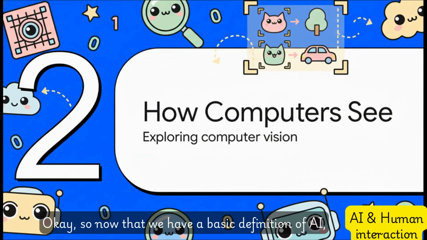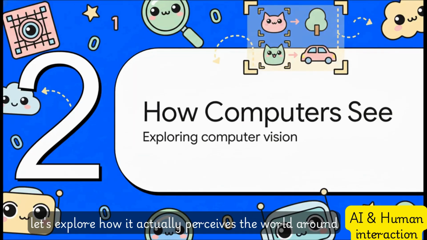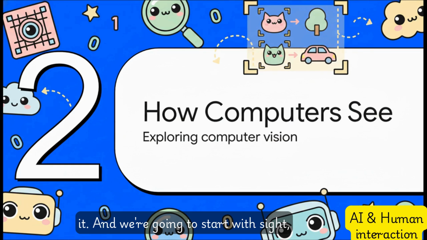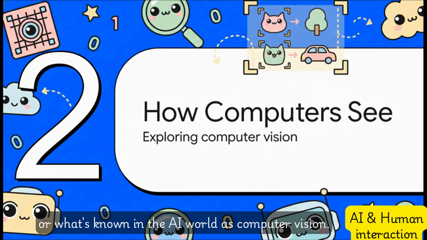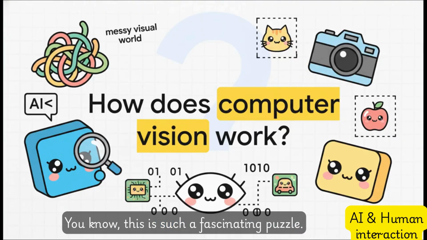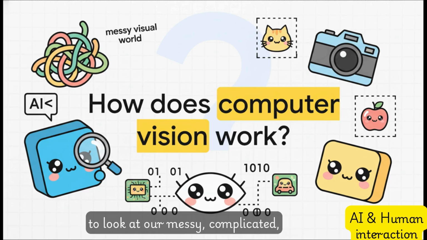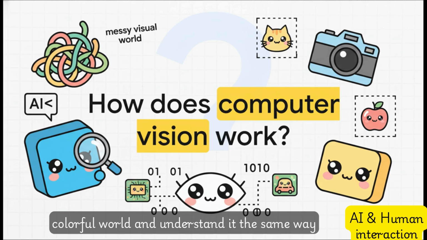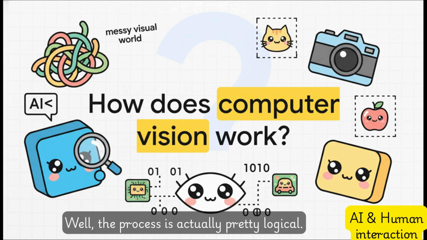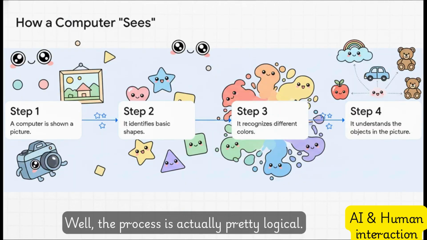Okay, so now that we have a basic definition of AI, let's explore how it actually perceives the world around it. And we're going to start with sight, or what's known in the AI world as computer vision. This is such a fascinating puzzle. Think about it. How do you teach a machine, something that only thinks in ones and zeros, to look at our messy, complicated, colorful world and understand it the same way we do? Well, the process is actually pretty logical.